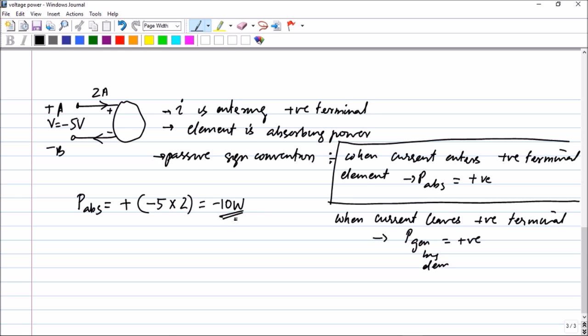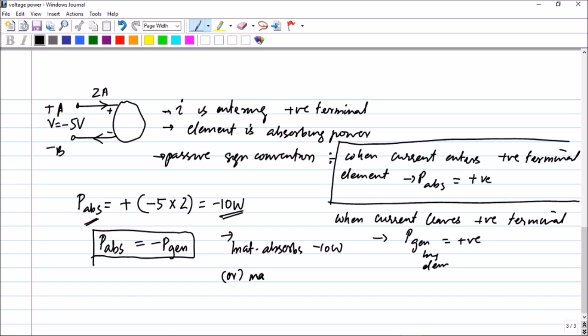So what does this mean? It tells us that you have started with absorption of power, but actually the element is delivering power. So in this case, the element is not absorbing power, it is actually generating power. I can tell that the element absorbs minus 10 watts, or the element generates plus 10 watts. It means that the power absorbed will be equal to the negative of the power generated. Let us do a few problems here to continue this.